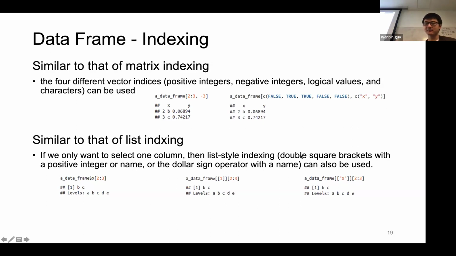Besides the double brackets, you can also use the $ sign to get the variables. Here are three small examples showing this. You can use the double square brackets or just use a $ sign. If you still remember list indexing, these two approaches are exactly what we use for list indexing.